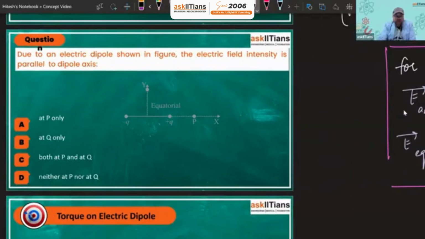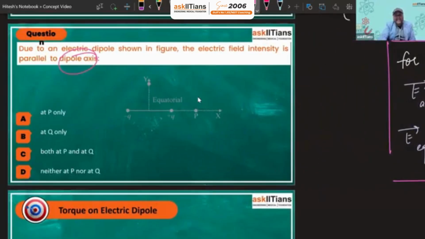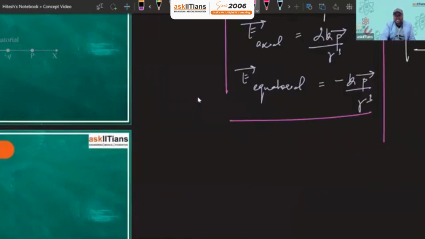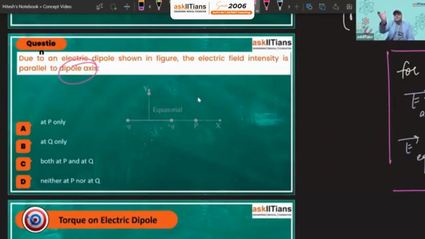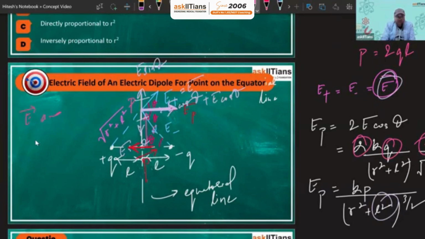All right. Then we have this question, that due to an electric dipole, the electric field intensity we have to find is parallel to the dipole axis. In the equatorial case, it is anti-parallel. So in the equatorial case, vector E and vector P are anti-parallel.